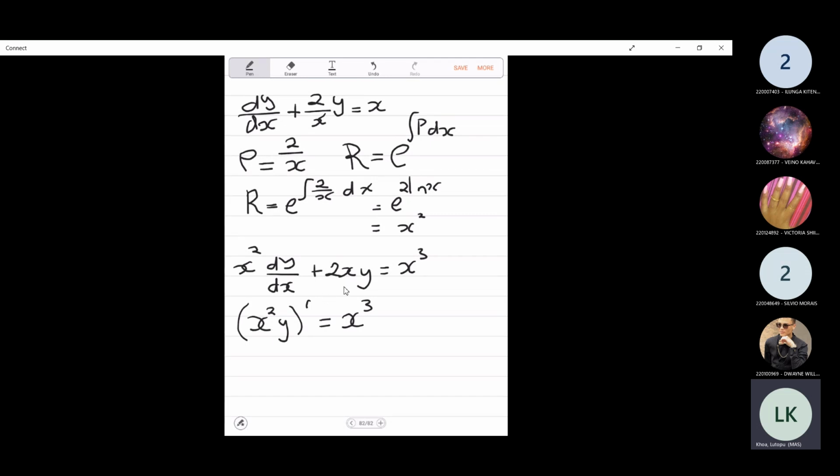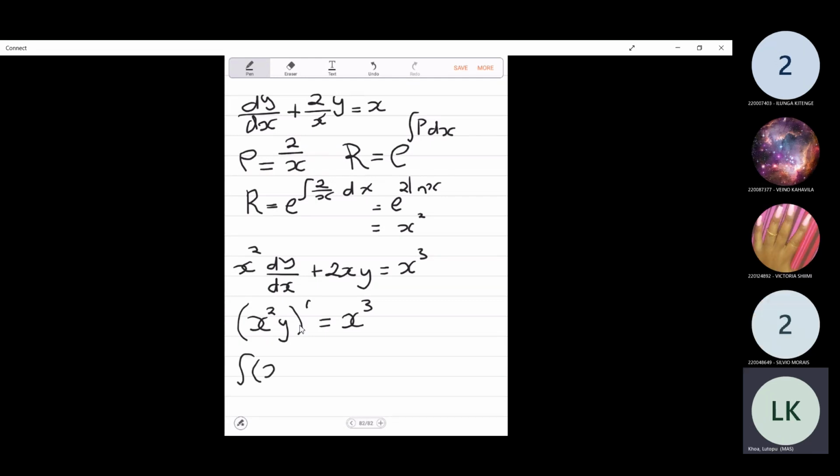Okay, then from here I have a derivative is equal to some function of x. To get rid of the derivative, all I do is integrate on both sides. So I have the integral of x squared y prime dx.